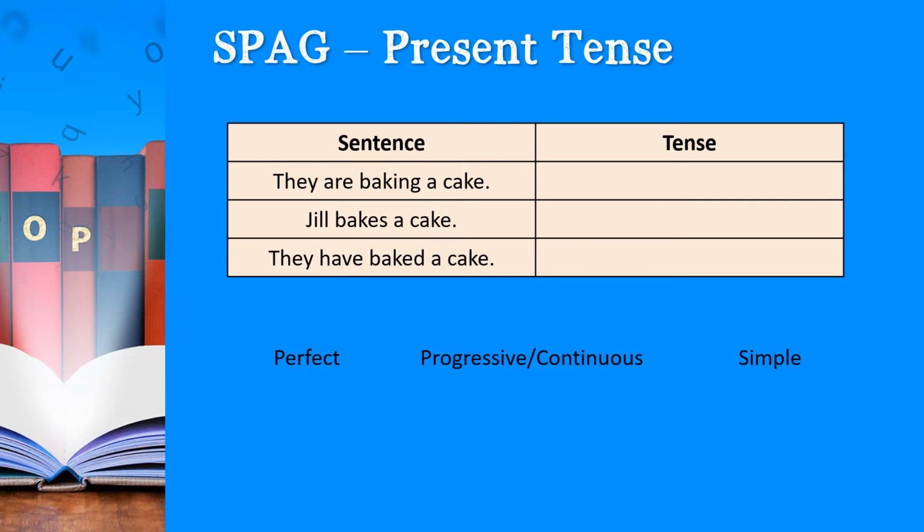So I have got 3 sentences. Can you pause the video and try and decide which one is simple, which one is progressive, and which one is perfect? Resume the video when you are ready for the answers.